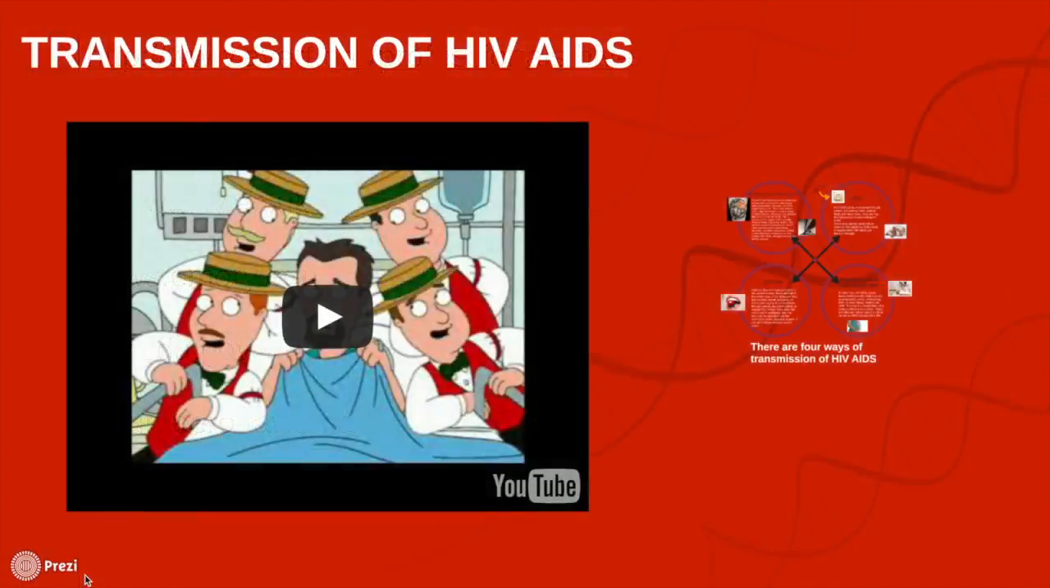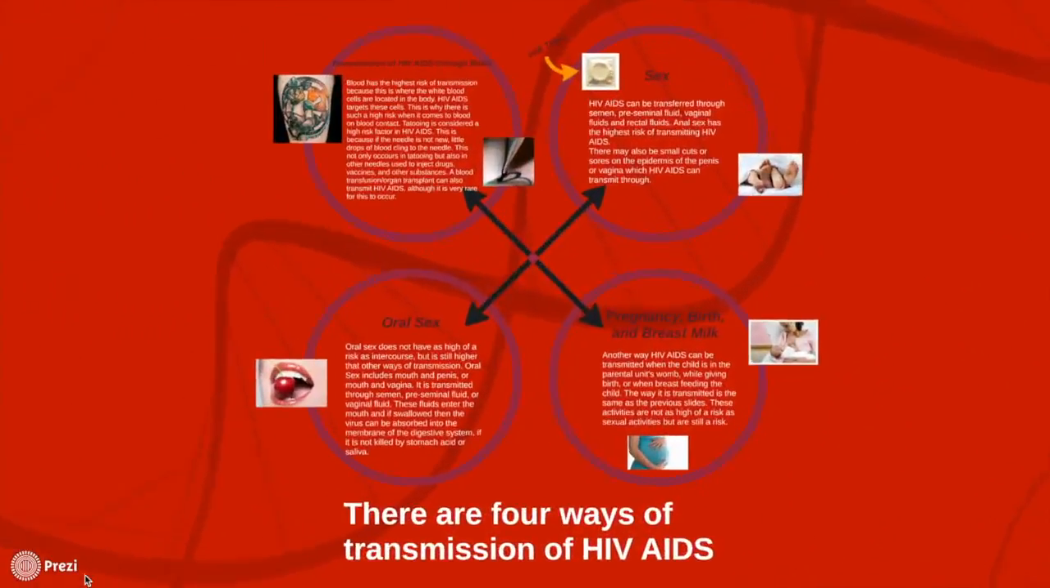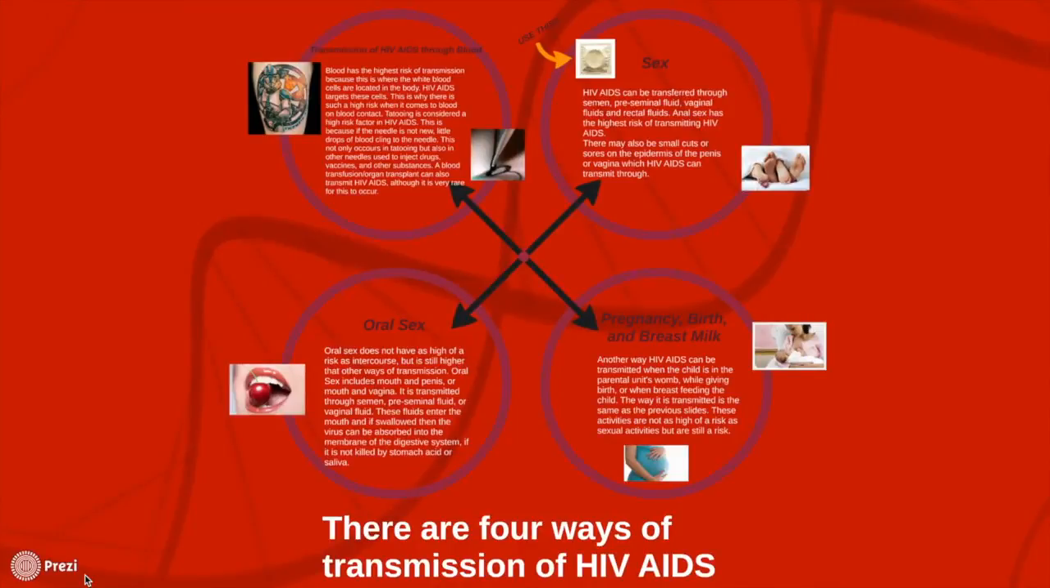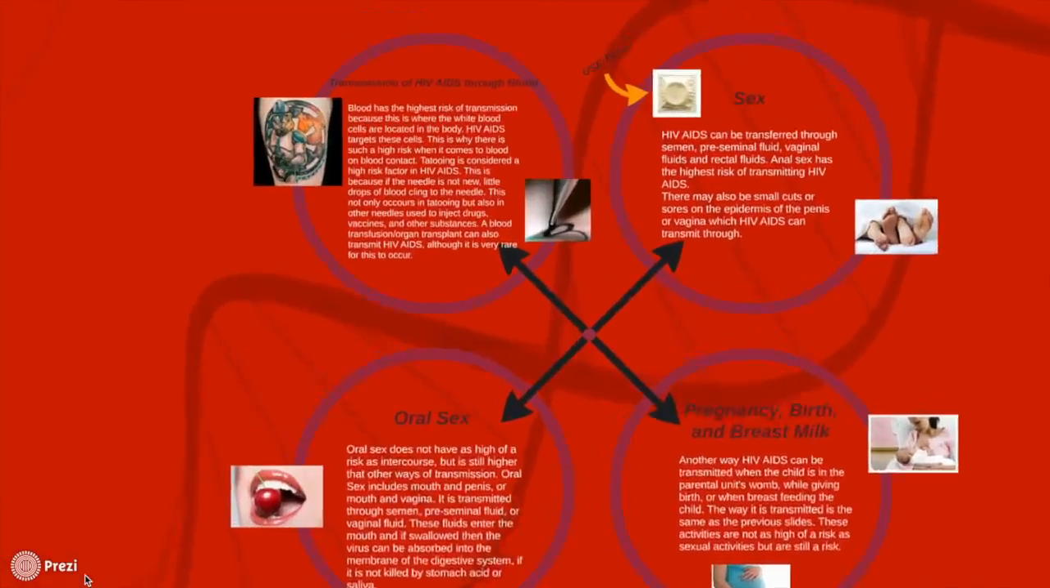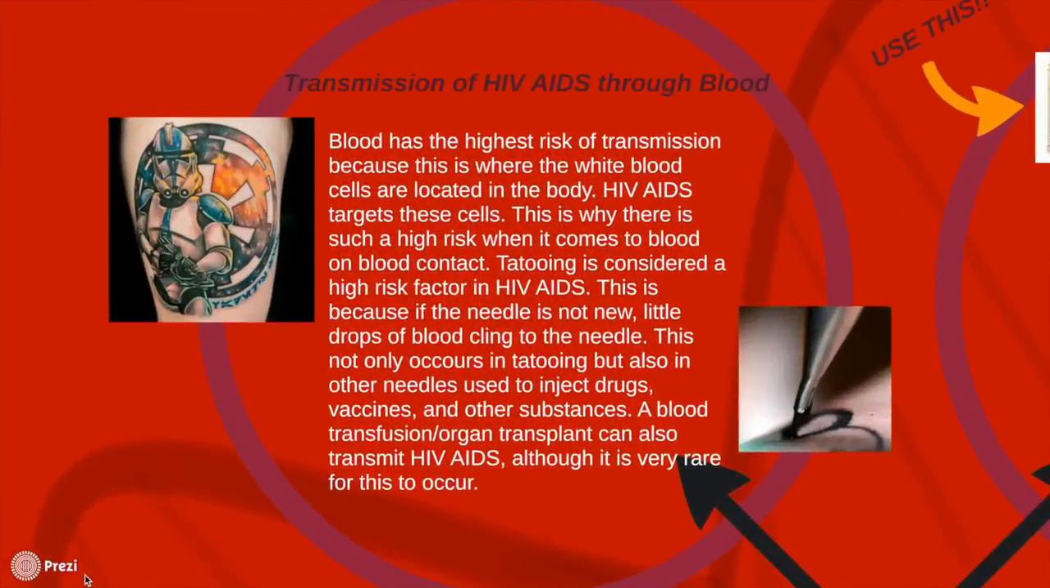The transmission of HIV and AIDS. HIV and AIDS can be transmitted in 4 different ways. Transmission of HIV and AIDS through blood. Blood has the highest risk of transmission because this is where the white blood cells are located in the body. HIV and AIDS targets these cells. This is why there is such a high risk when it comes to blood-on-blood contact.